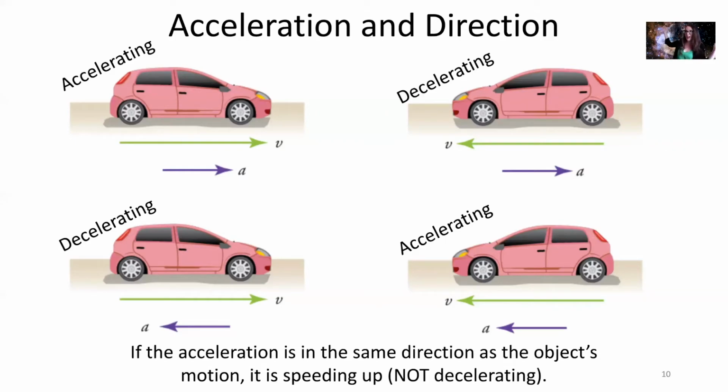Maybe they open a giant parachute behind the car to make the magnitude of the velocity, its speed, decrease over time. So if the velocity vector is opposite in sign of your acceleration vector, then that object is decelerating, meaning it is slowing down over time.